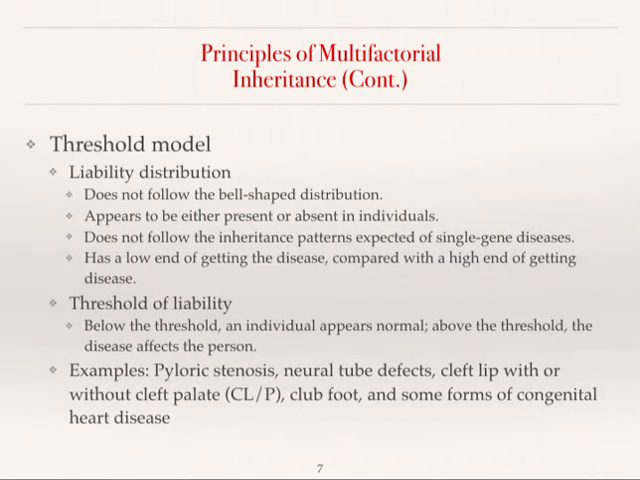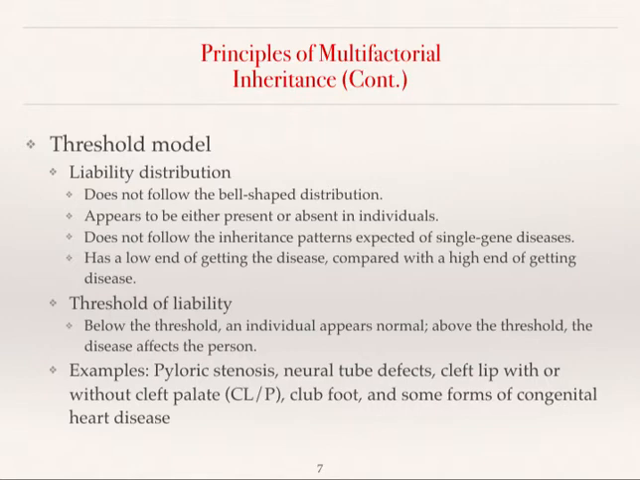The threshold model is essentially a way to look at risk, and where it turns into the presentation of disease. Certain disease states will have a liability distribution, and it doesn't follow that normal bell-shaped curve. I have an example on the next slide, but the trait essentially either appears to be present or absent in individuals. And once they pass that threshold, that's when the disease presents. Before that, they don't have the disease or they don't have the trait.